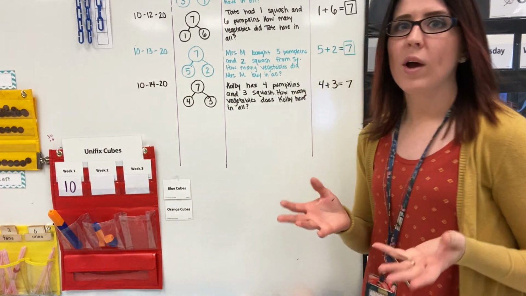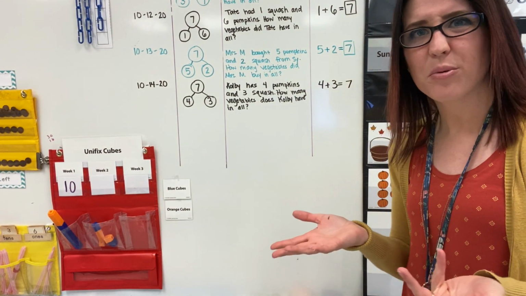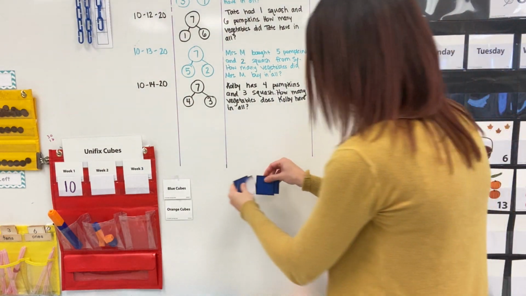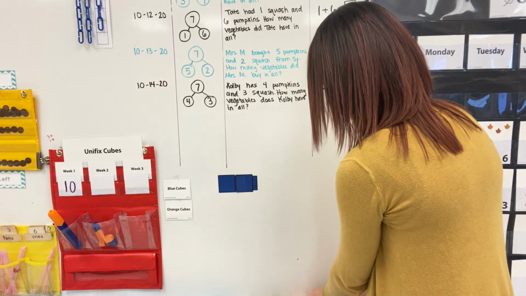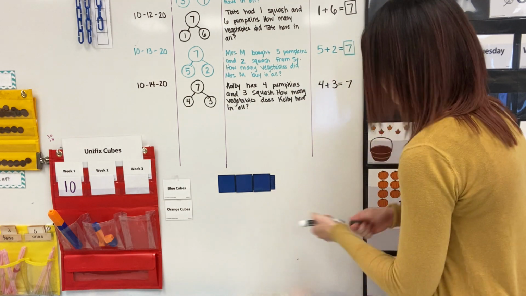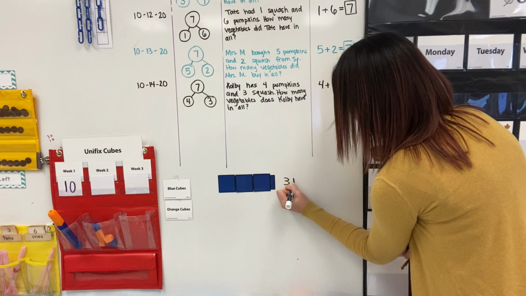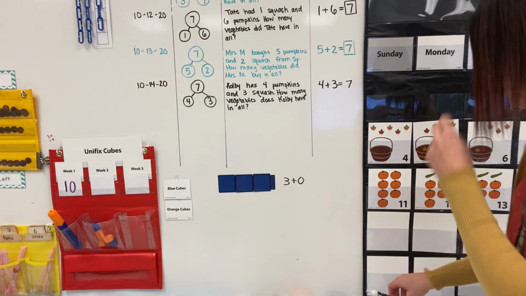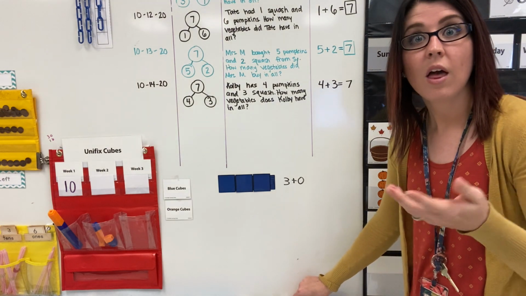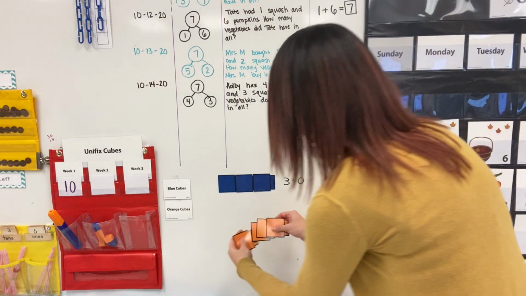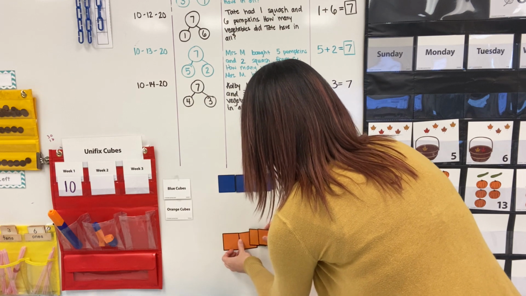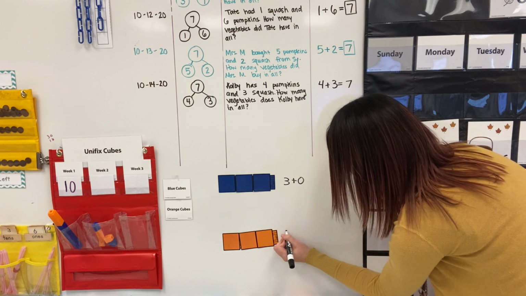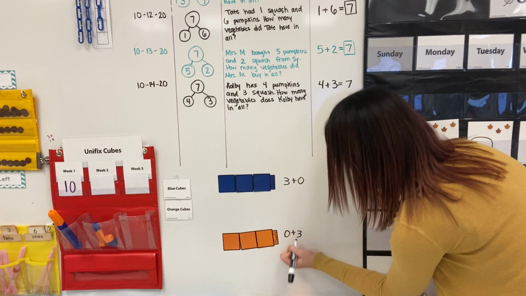What are some different ways that 3 could look? How could that 3 look? All 3 of them could be blue. You're exactly right. And if we have 3 blue, then how many orange will we pull out? 0. All of them would be blue. What else could we pull out? They could all be orange. How many would all of them be? That's right, 3. We could have no blues, but 3 orange.